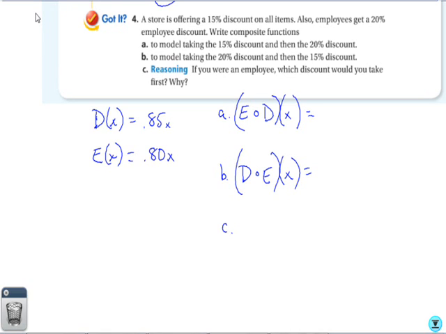All right, you've unpaused. Let's see what you got. Hopefully for this, you got 0.68x. And for this, you got 0.68x. So the answer here is it doesn't matter because they're the same. So it doesn't matter what order we take those discounts in. Those are the same.